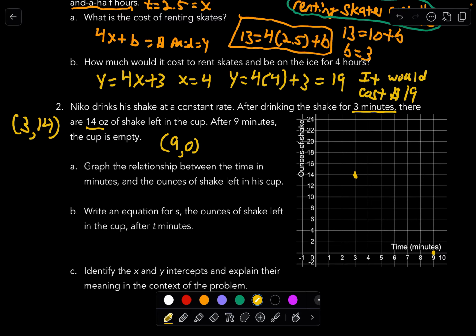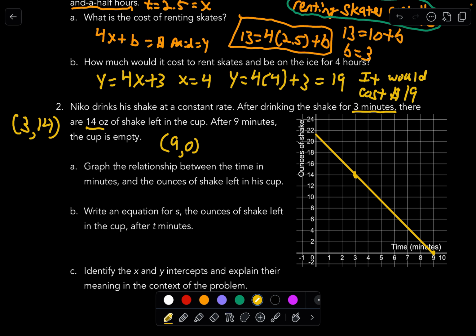Well, that means there's a point 9, 0, which puts that point right there. Well, that forms a line. Okay, and it says graph the relationship. You can now graph the relationship. We just go boom. And it looks like we're right there. Okay.